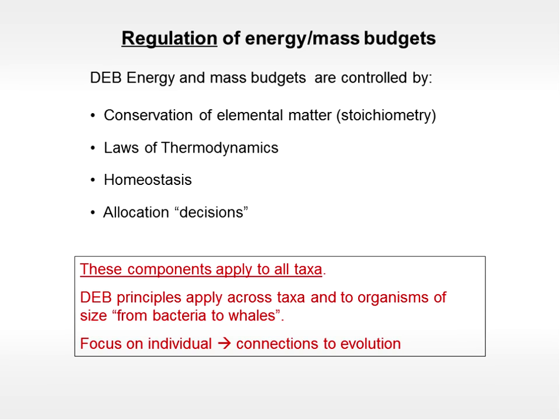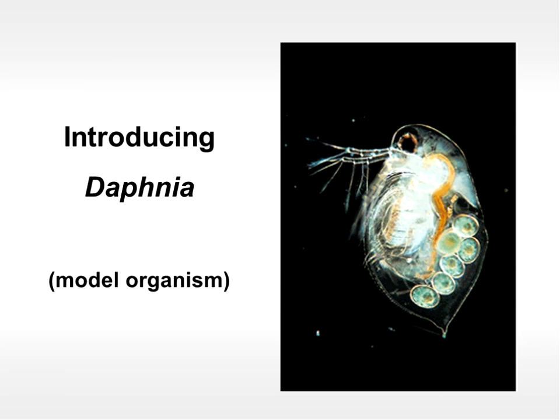And this slide emphasizes components that apply to all taxa. I say here from bacteria to whales, and that's actually true. We have one participant in Transcheck who did his PhD on a DEB model for whales and is currently working for a CEAN on models of bacteria. So there really are these common principles that extend across a broad range of organisms.